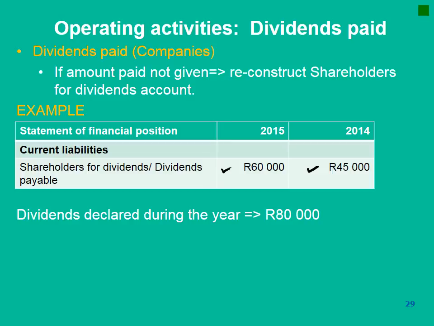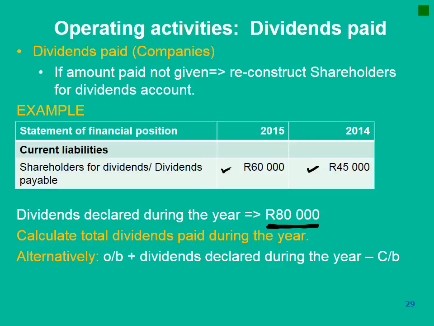And during this year, we declared a dividend of $80,000. So we said shareholders were entitled to a dividend of $80,000 for this year. We are going to calculate the total dividends that were actually paid during the year. What we can do is just take the opening balance of $45,000, add the dividends that were declared for the year, and subtract the closing balance of $60,000. And that will give us the actual amount that was paid during the year for dividends, which is $65,000. So that's the amount that was actually paid to the shareholders.